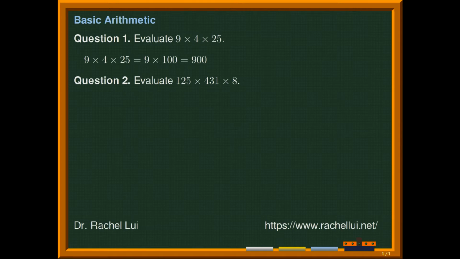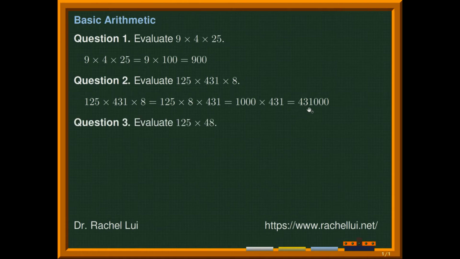So what I'm going to do is I'm going to swap these two numbers. So this makes use of the commutative law in multiplication. So 125 times 8 is 1000. 1000 multiplied by 431 is 431,000. Question 3. Evaluate 125 times 48.